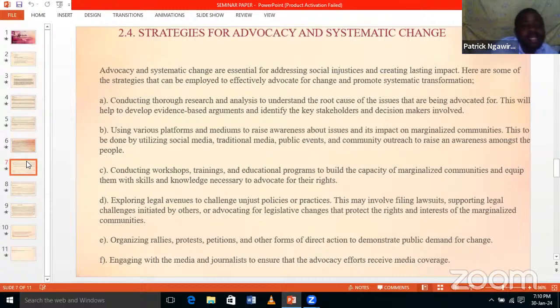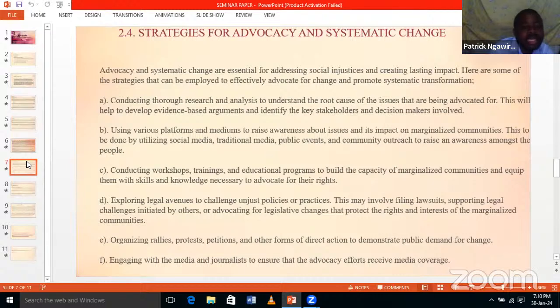And another strategy is using various platforms and mediums to raise awareness about issues and their impact on marginalized communities. This is to be done by utilizing social media, traditional media, public events, and community outreach to raise awareness amongst the people.